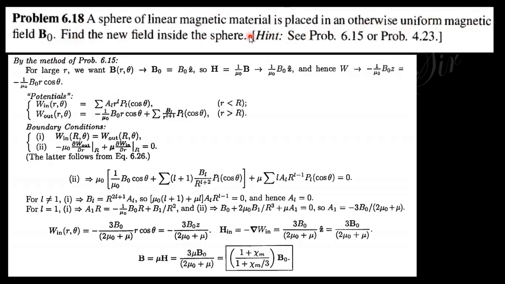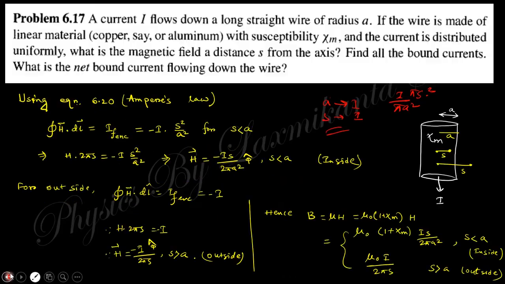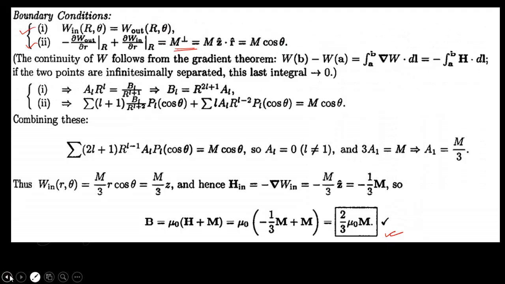Next one: a sphere of linear magnetic material is placed in an otherwise uniform magnetic field B0. Find the new field inside the sphere. This uses problem number 6.15 and problem 2.33. Using problem 6.15, this is the potential, this is the boundary condition, and this solution gives this type of result. That means we take this solution here.